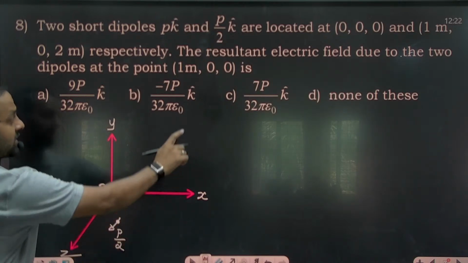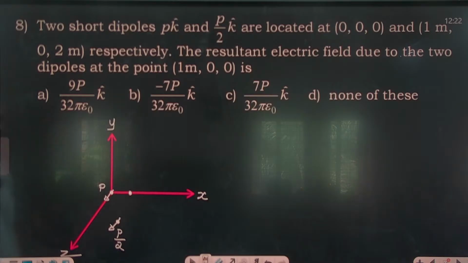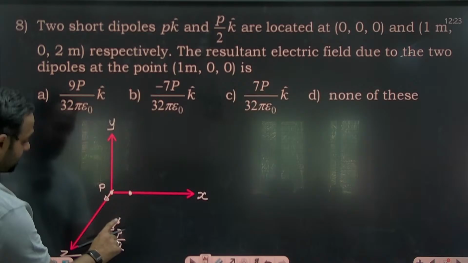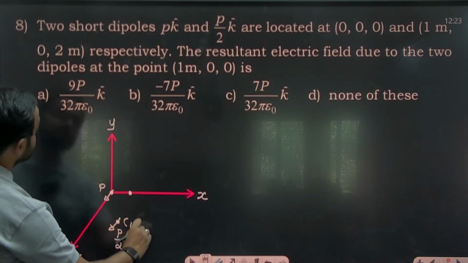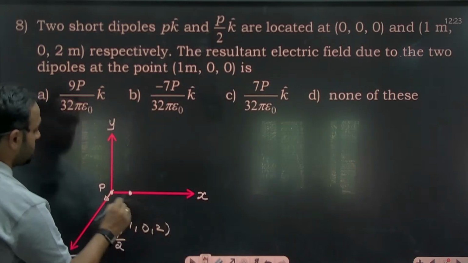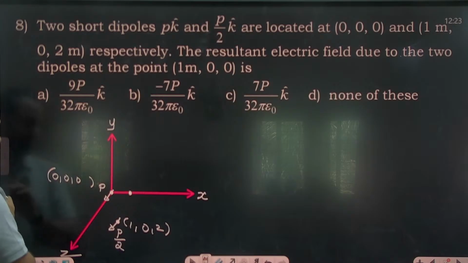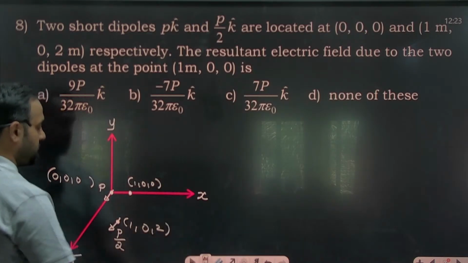So 1, 0, 0 lies on which axis? X axis. Yes. Okay. And what is the position vector of this? The position vector of this is 1, 0, 2. What is the position vector of this? The position vector of this is 0, 0, 0. And what is the position of this? This is 1, 0, 0.